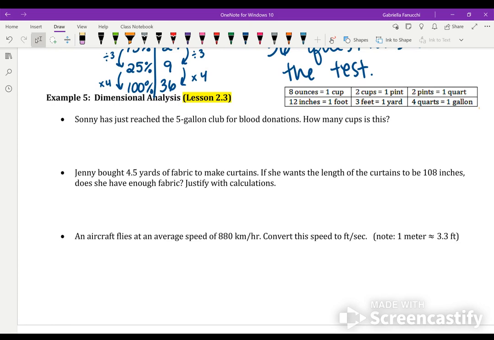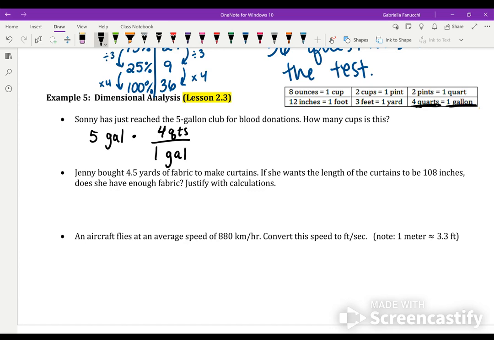dimensional analysis. So here we have the conversions over here for cups, inches, things like that. So Sunny has just reached the 5-gallon club for blood donation. How many cups is this? So we're going from gallon all the way down to cups. So we're starting with 5 gallons. Okay. 5 gallons, we first have to break it down to quarts. So 1 gallon is equal to 4 quarts.